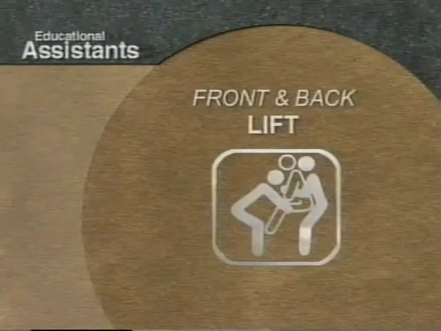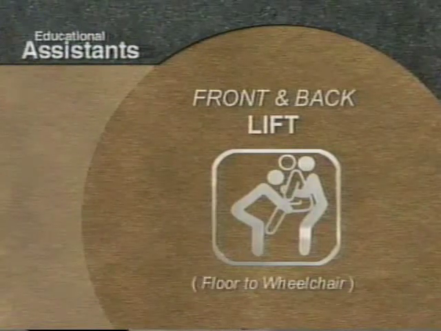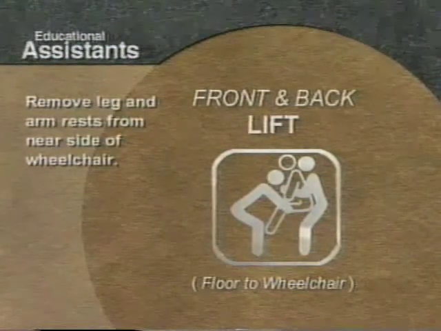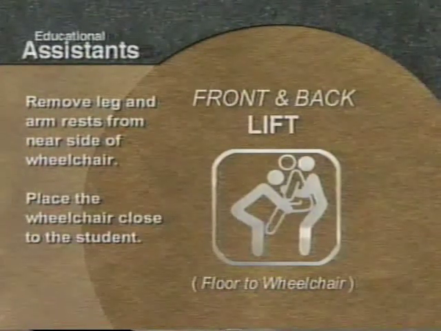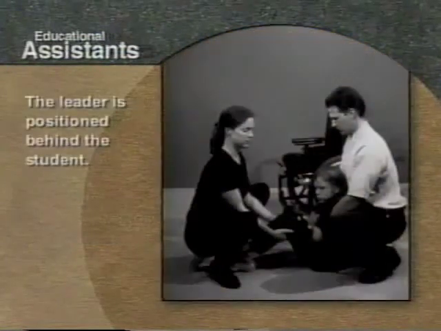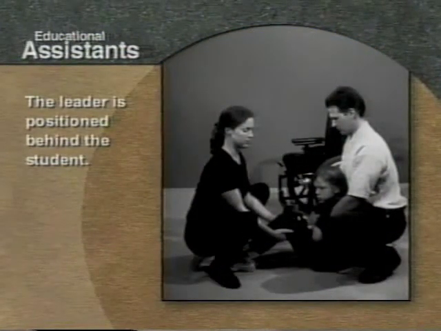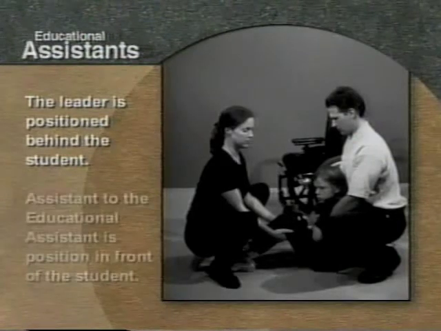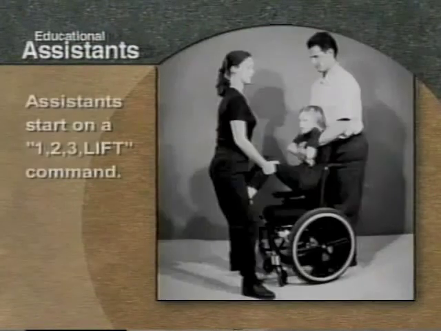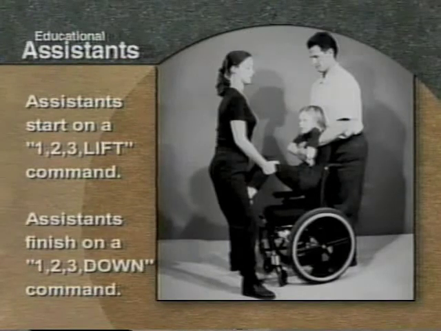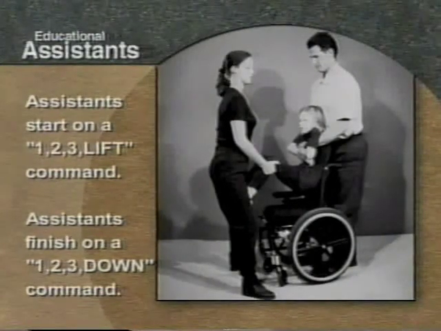Now let's observe an example of a front and back lift from the floor to a wheelchair. During this scenario, we note that the leader is positioned behind the student and assists her to sit up. At this point, the second assistant grasps the student's legs at the knees, and together the two assistants lift the student, step sideways, and place the student on the wheelchair. It is important to note that in order to avoid twisting, the leader moves directly behind the wheelchair.